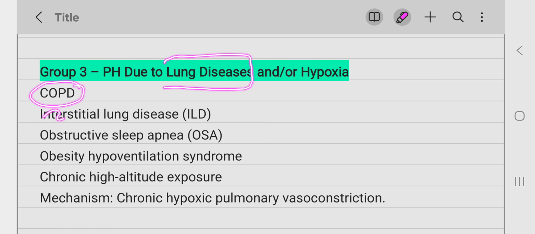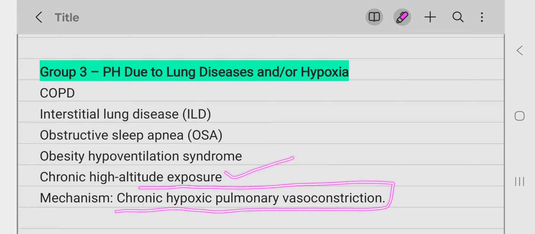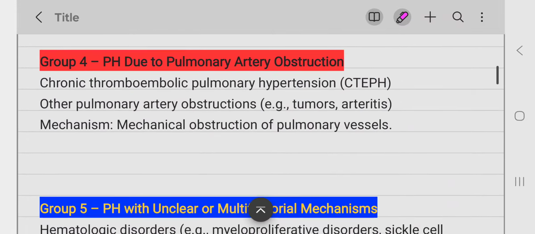For example, patients have COPD or interstitial lung disease and fibrosis. If patients have obstructive sleep apnea, obesity hypoventilation syndrome, also known as Pickwickian syndrome, or if the patient has chronic high altitude exposure. These all conditions lead to chronic hypoxic pulmonary vasoconstriction, and this chronic hypoxic pulmonary vasoconstriction leads to pulmonary hypertension. Then we have group 4 pulmonary hypertension due to pulmonary artery obstruction.